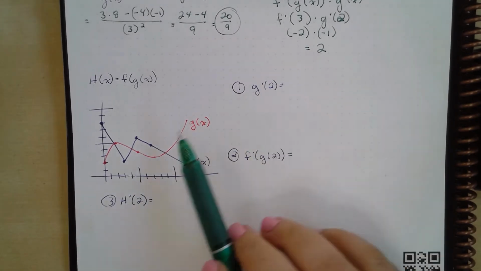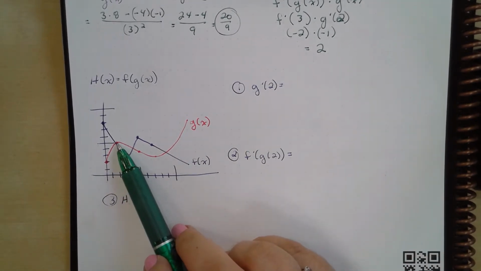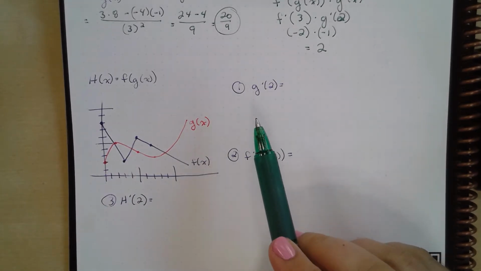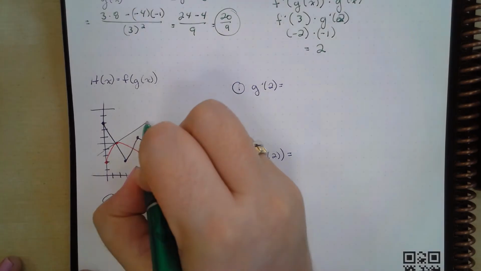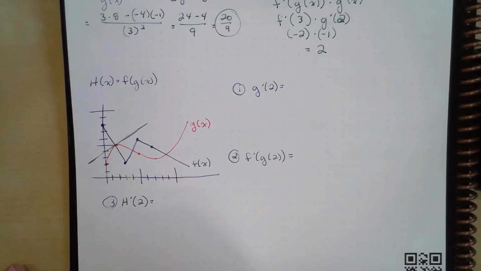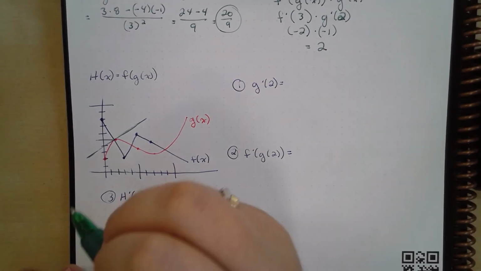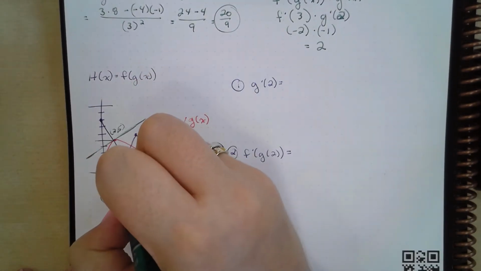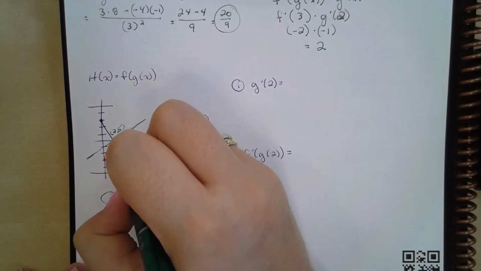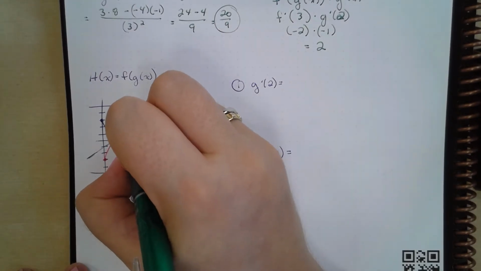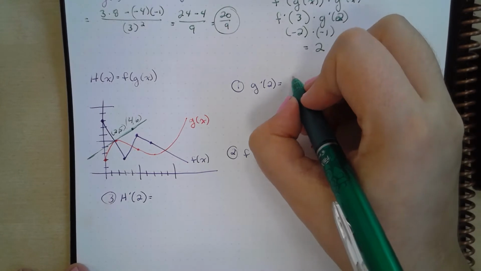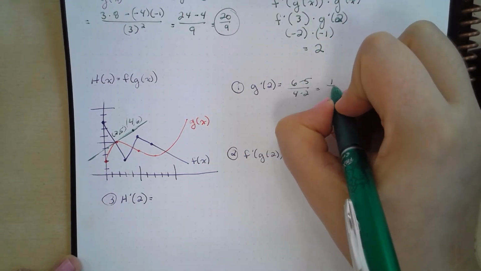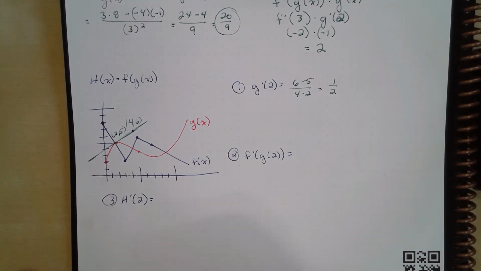Well, for g prime of 2, if I look here at 2, this is about the point at g of 2. And for g prime of 2, it looks like I'm going to have to just estimate here. If I drew a line here and calculated my slope, it looks like I have the point (2, 5) and maybe the point (4, 6) right here. So in order to find that slope, I'm going to take 6 minus 5 over 4 minus 2, which gives me 1/2. That's my slope.